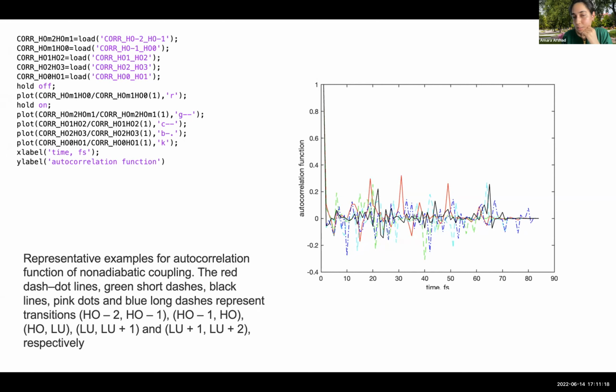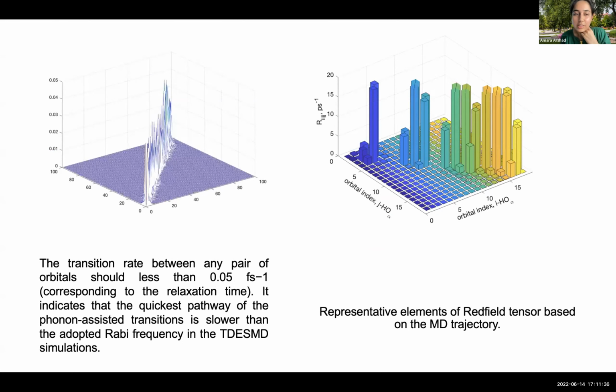And then it is due to the correlation, I think, due to the MD simulation at the temperature. So this is the representation of the Redfield tensor that is based on the MD trajectory, and this is a little bit of information about that.